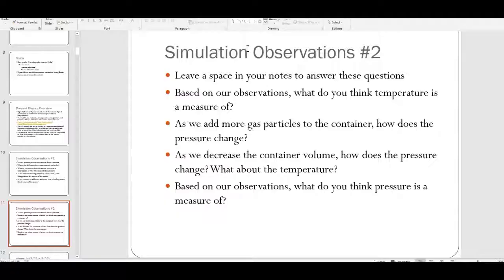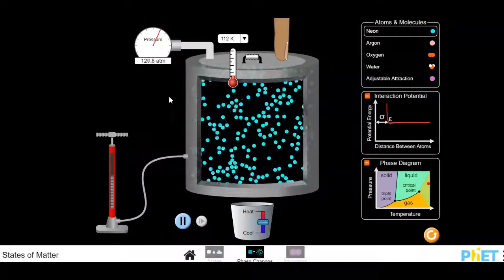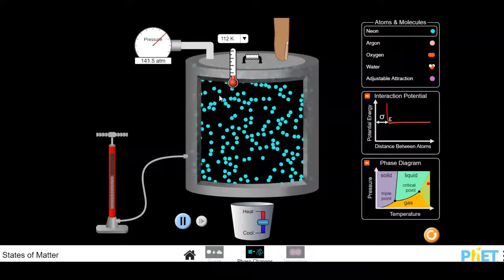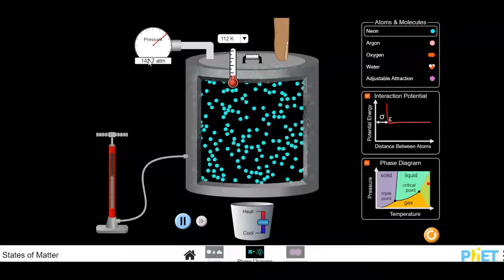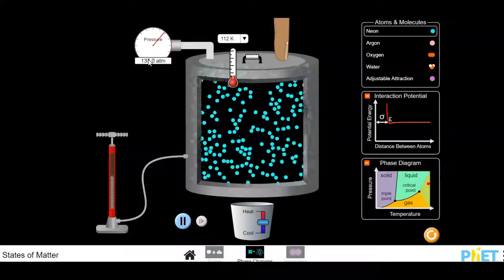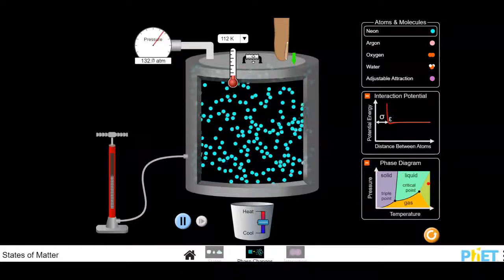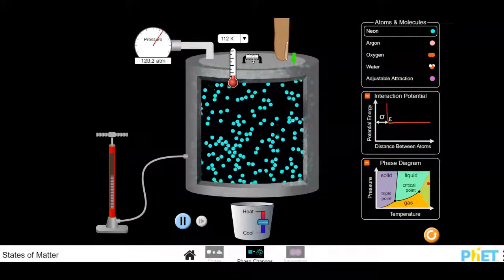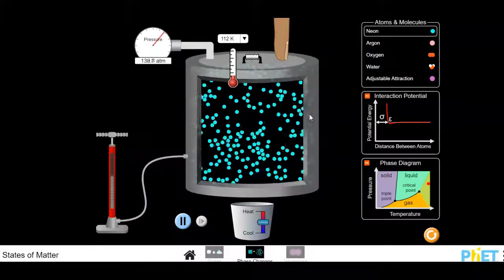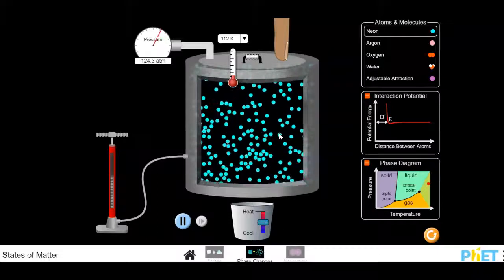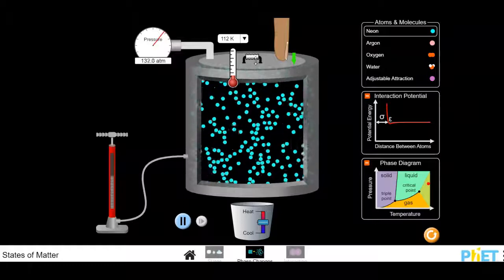So notice that based off of our observations, I kind of gave this away already, hopefully you recognize that the pressure in the gas has to do with the frequency of collisions between the gas particles and the container wall. And that's another definition, by the way. So pressure has to do with measuring the frequency of collisions between the particles making up a gas and its container wall. At least that's one way of understanding what pressure is. We'll talk about other ways of understanding pressure later on.